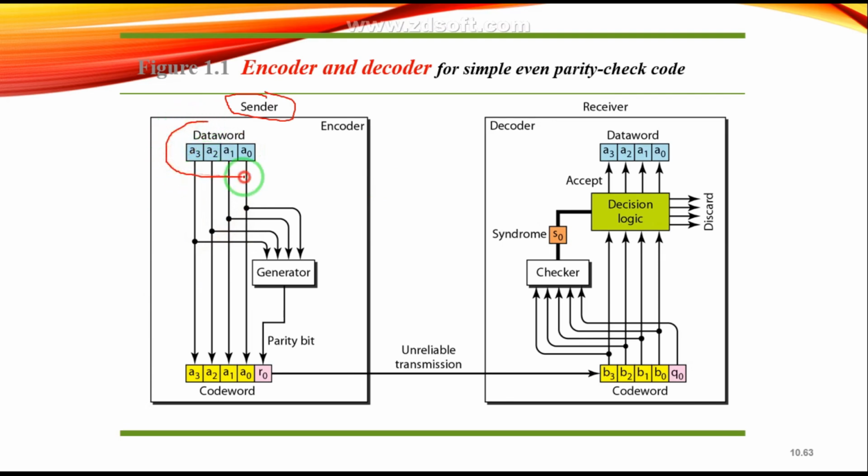So this is the data word A0, A1, A2 and A3, from which we are going to generate the code word. The data word is of 4 bits, A0, A1, A2, A3, where A0 is the LSB and A3 is the MSB. From this data word, we are going to create a code word of 5 bits. We add this extra bit, called the parity bit, denoted by R0, and this R0 is generated by this generator.